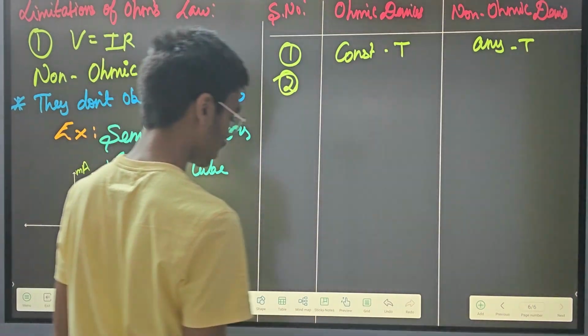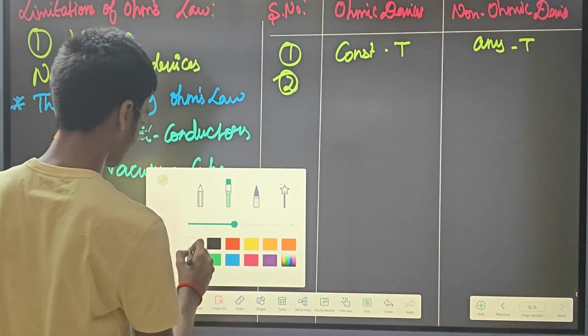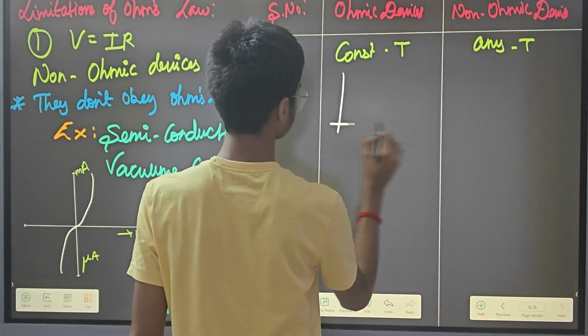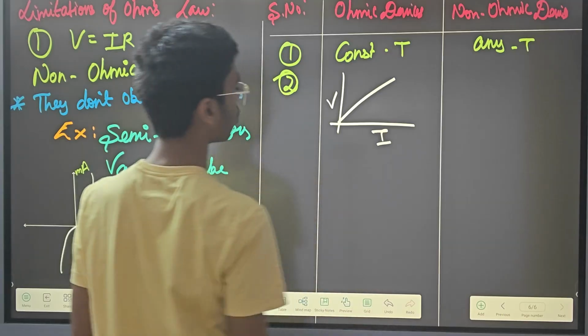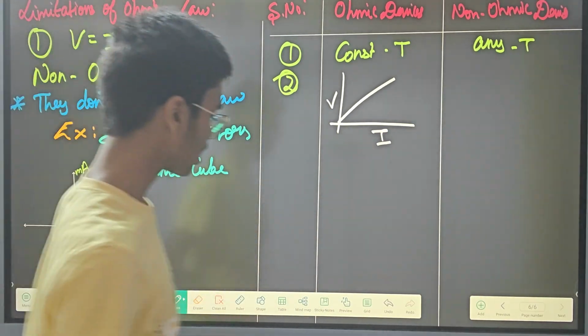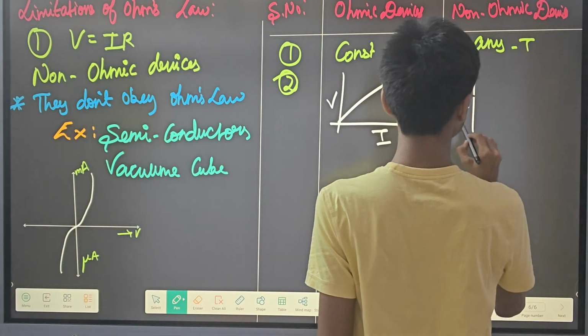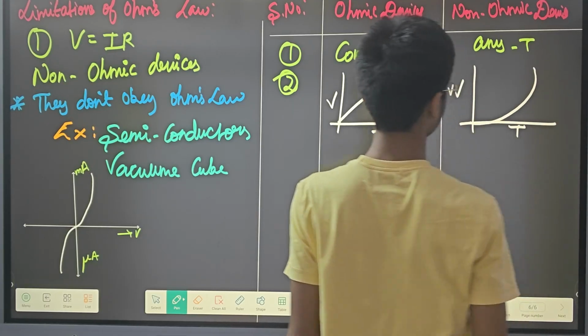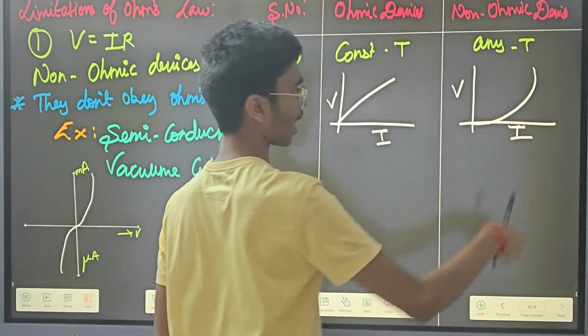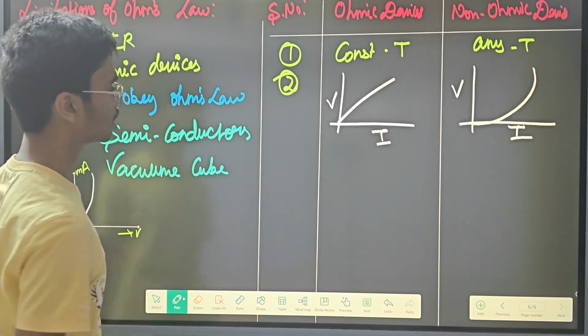Then after that, the relationship between voltage and current is like this for them. Here it is square proportion, here it is just linearly proportional.